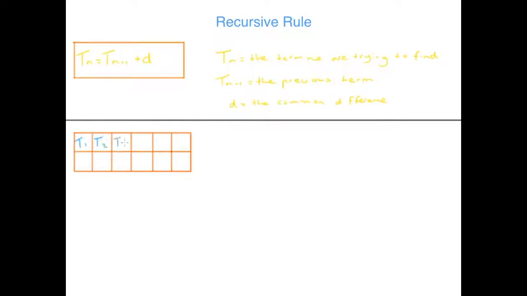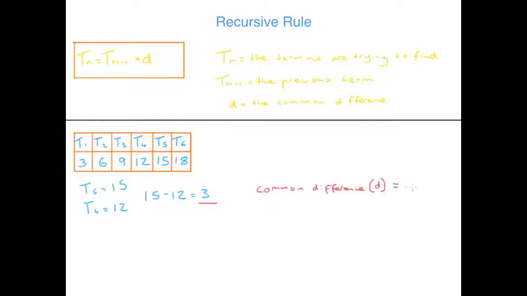3, 6, 9, 12, 15, 18. To find the common difference, we simply pick two consecutive terms and subtract the earlier of the two. Here we could take 15 and 12. 15 take away 12 equals 3, so there is a common difference of 3. If we wanted to find the seventh term, we can use the recursive rule. T7 equals T6 plus d. T7 equals 18 plus 3, so the seventh term is 21.